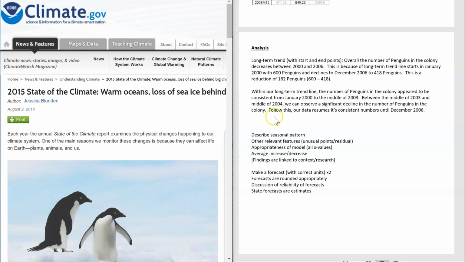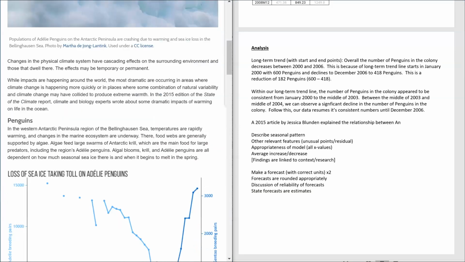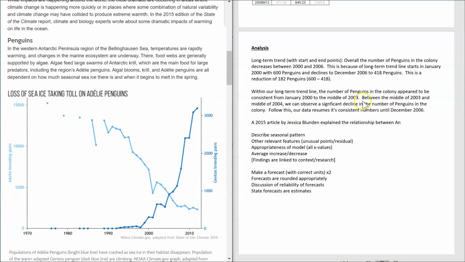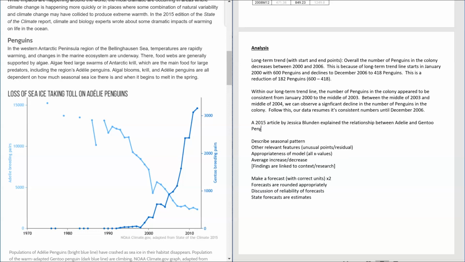So back on here, a 2015 article by Jessica Blunden explained the relationship between Adele. So let's scroll down to make sure I spell that right. There we go. So we can see Adele penguins and Gentoo penguin numbers in Antarctica.